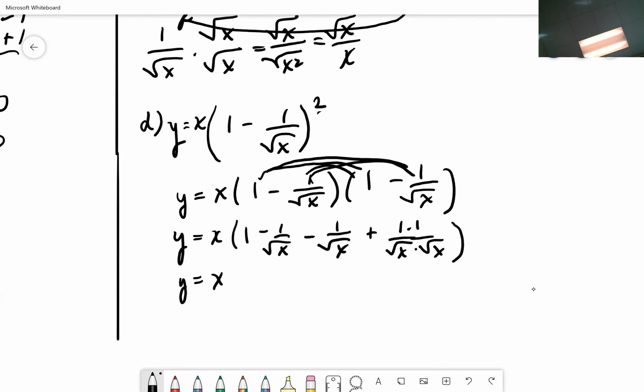So I'm still not going to distribute. I'm going to write 1 minus 2 divided by the square root of x plus 1 divided by, what's square root of x times square root of x? Square root of x squared.